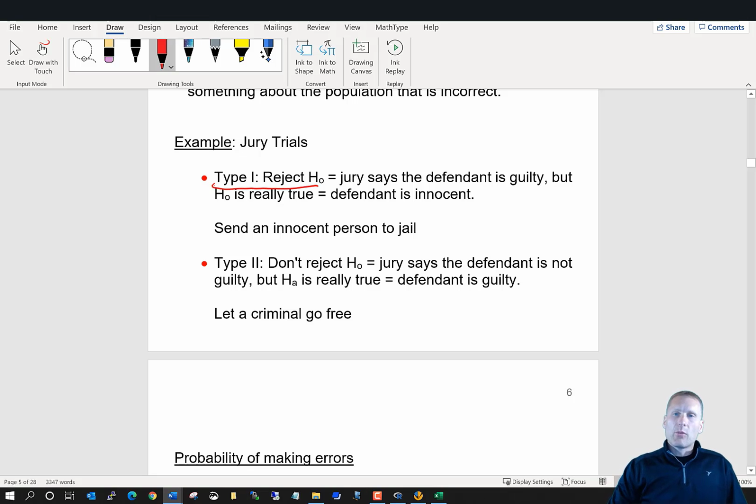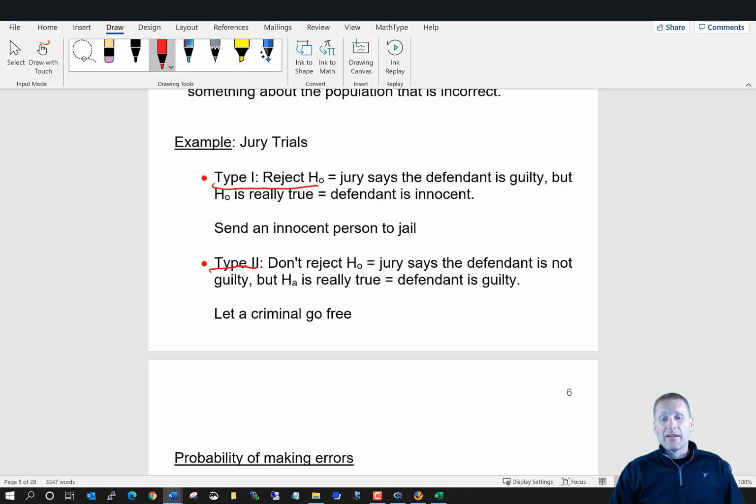A type 1 error would be the jury says the defendant is guilty, but the defendant is actually innocent. Now, in the American judicial system, this is a very, very serious error. And we want to avoid this error. We want to control the probability that this happens, and we want that probability to be extremely, extremely low.